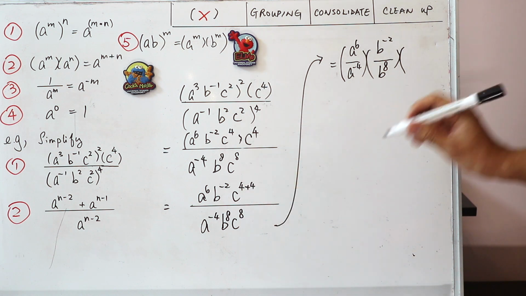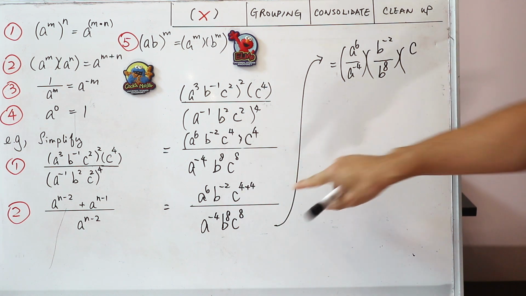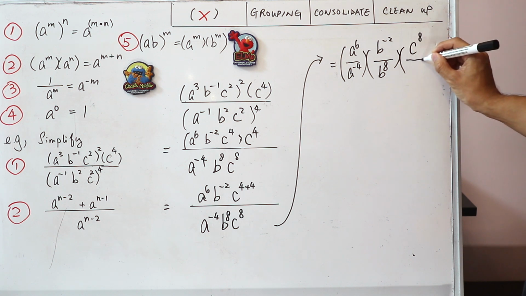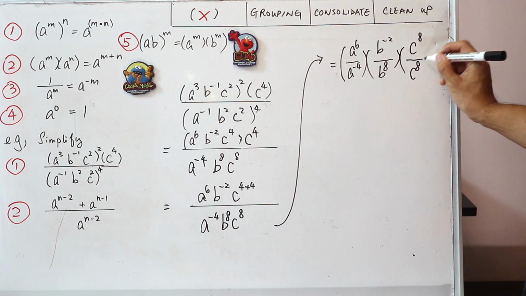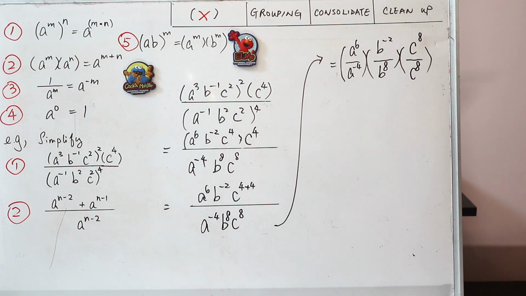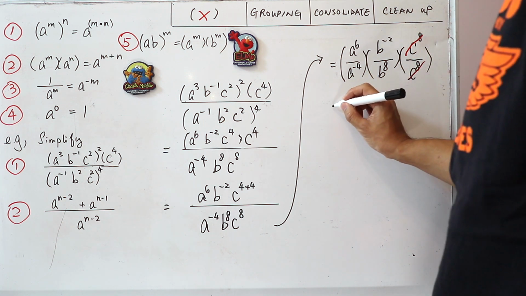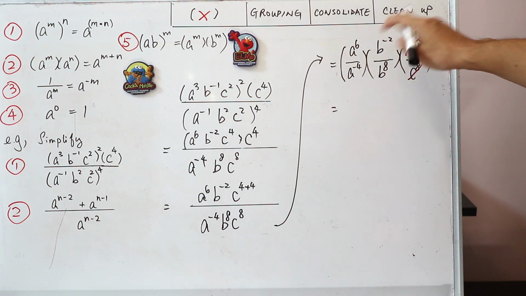And then we group the c together. C to the power 4 plus 4 is what? Is 8. So c to the power 8 divided by c to the power 8. Okay? So now we can do some quick simplification. We can see there's a c to the power 8 in the numerator and c to the power 8 in the denominator. So they cancel each other out. What we're left with is some a and some b.